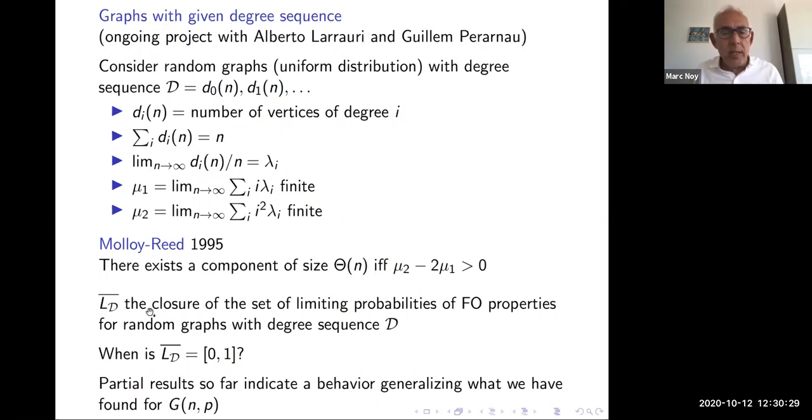And we consider the same. We take the closure of the set of limiting probabilities of first order properties for random graphs with this given degree sequence. Well, maybe you are aware that to study this model, you take what is called the configuration model, and then you take perfect matchings among half edges to produce a random graph with this distribution. And then the question is, what is this? We are trying to investigate this because, in fact, the GNP model at the end will be a kind of particular case of this, because in the GNP model, the degree distribution is a Poisson law with very high concentration.